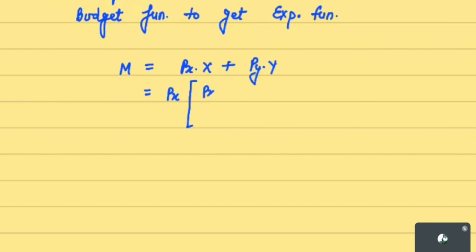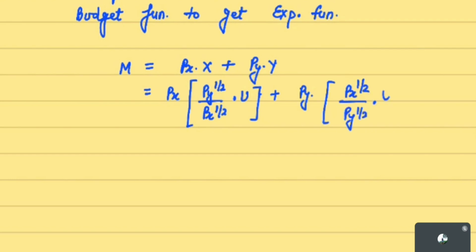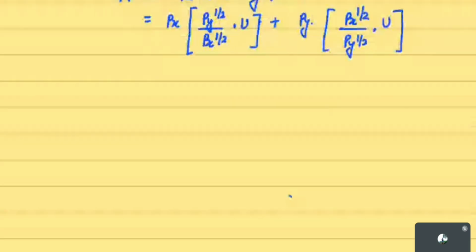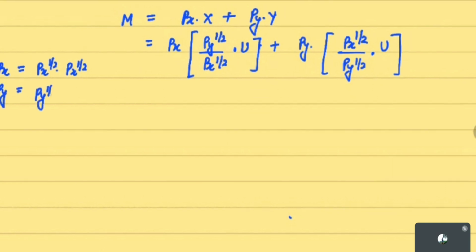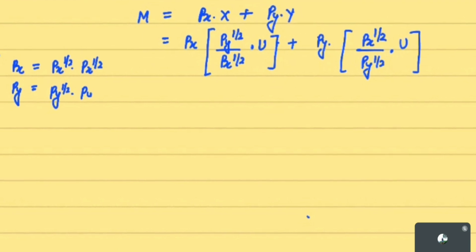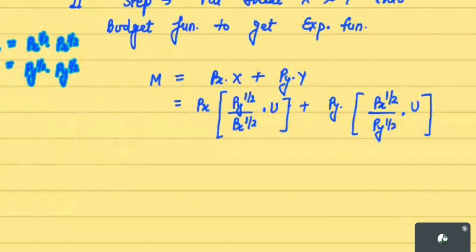Price of X, we have price of Y half, price of X half into utility, plus price of Y. We have price of X half, price of Y half into utility like this. We can solve it like this. जैसे मैं आपको बता दूं, जैसे यहाँ पे प्राइस ऑफ एक्स है, इसको हम लोग इस तरीके से लिख सकते हैं, प्राइस ऑफ एक्स हाफ, प्राइस ऑफ एक्स हाफ. Similarly for price of y, price of y half, price of y half.